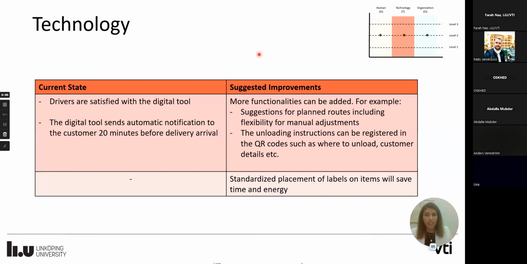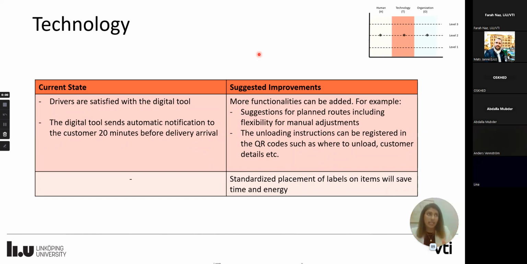The second dimension is technology. When I talked with drivers, they didn't show any concern with the digital tool; they are pretty satisfied with it. And they were very happy that, with the help of this digital tool, an automatic notification goes to the customer 20 minutes before the delivery arrival.